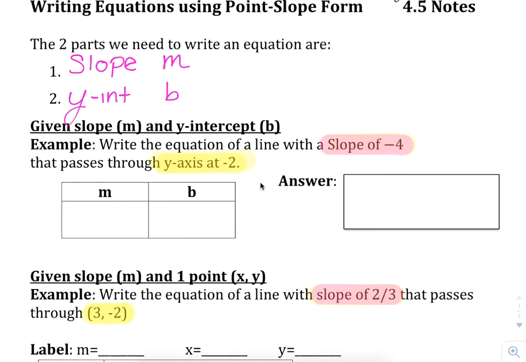Okay? So reminder, the same two parts that we need for any equation are m and b. We need our slope and our y-intercept. So sometimes the problems are going to be that straightforward. Sometimes you're going to have your m if your slope is -4, and you're going to have your b if you know it crosses the y-axis at -2. Do not forget that a lot of problems are this straightforward, okay? But not all of them. Let's go ahead and look at the next one.